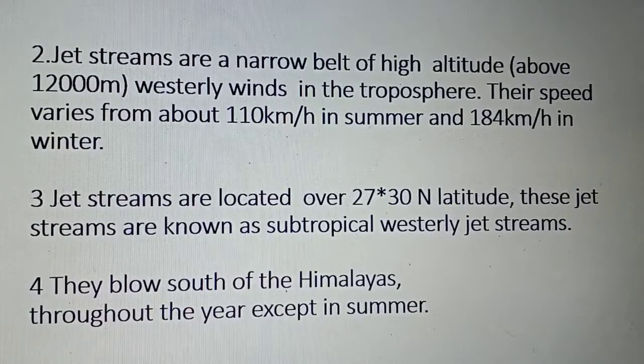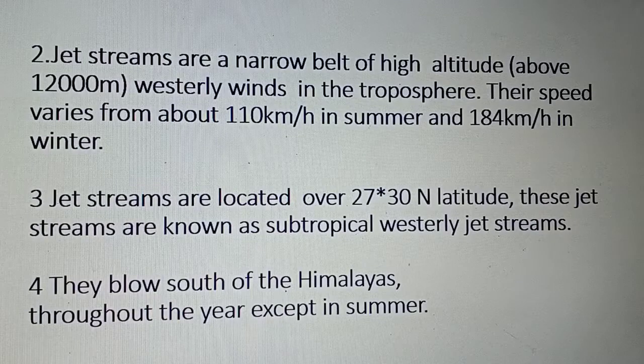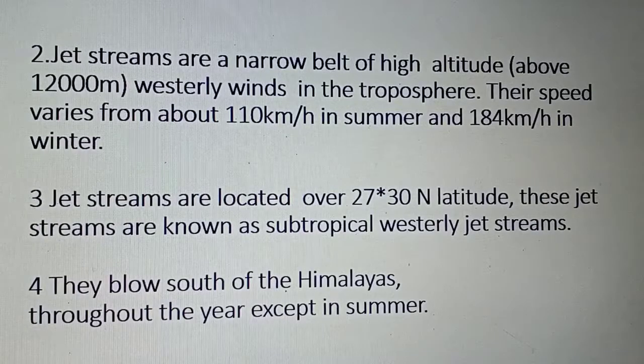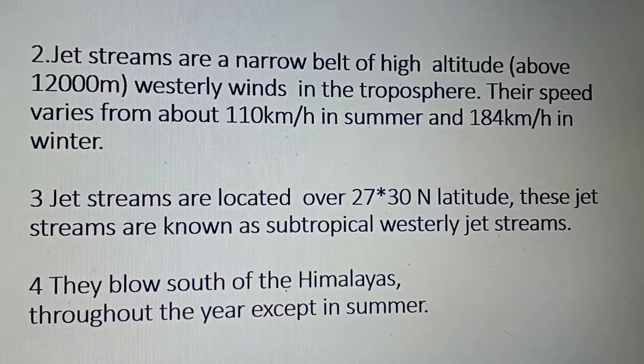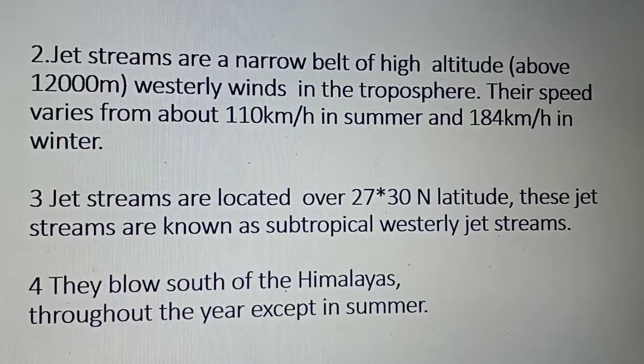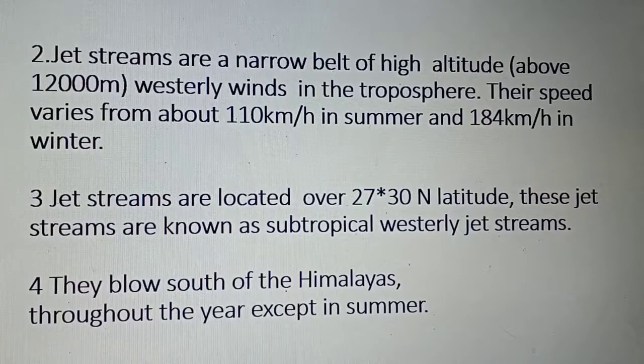And jet streams are located over 27 degrees 30 minutes north latitude. Above the Tropic of Cancer, above 23 degrees 27 minutes, the jet streams are located, and they are very fast blowing winds. These streams are known as the subtropical westerly jet stream, called so because they flow from west to east.